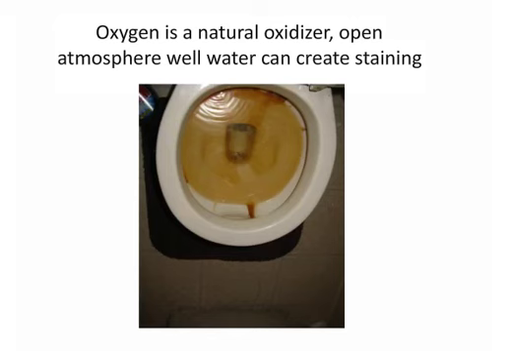So here's an example. Oxygen is a natural oxidizer. Open atmosphere well water can create staining if you have staining components in it. This example right here, there was a half part, that's 0.5 parts per million of iron. But because they didn't treat it, they didn't filter it, and it was open atmosphere, here's what happened. It precipitated out into the toilet bowl.